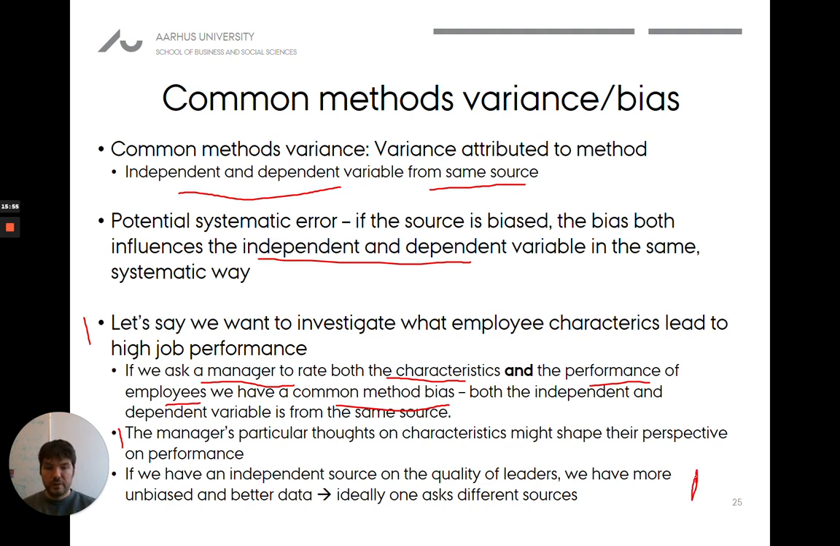So briefly put, it's much better to have an independent source on each of these. Ideally you would have, for instance, one manager or some range of people assessing the characteristics of individuals, and then another range of people or other managers assessing the performance of these employees, because then you don't have this systematic overlap in where your information is coming from. So ideally you have multiple sources to get your data from. It just leads to a stronger data set, a stronger design, and a stronger ability to get to the conclusion that you actually want to get to.